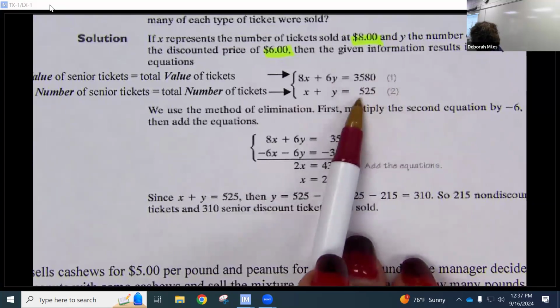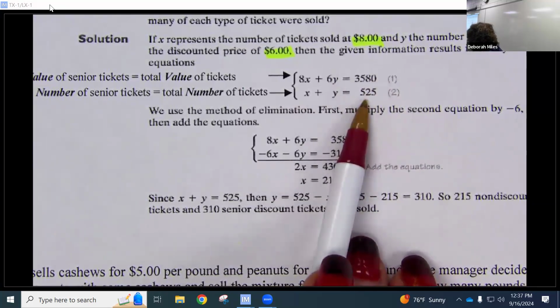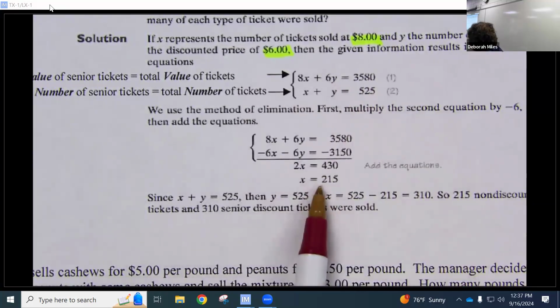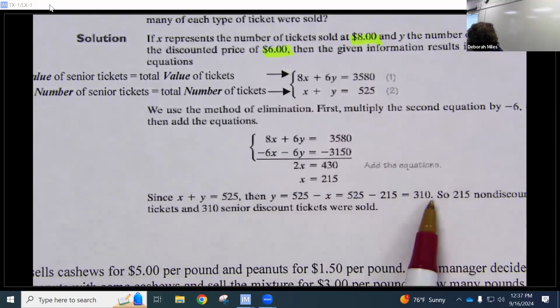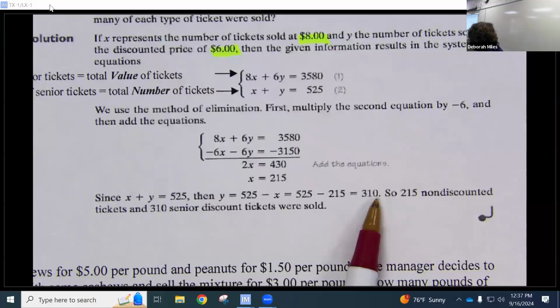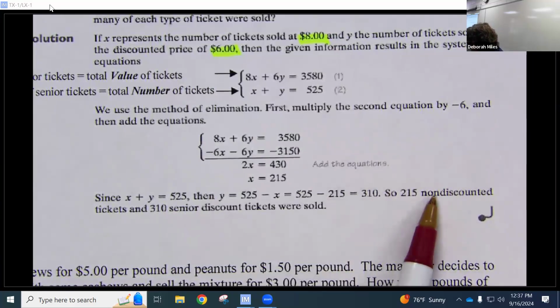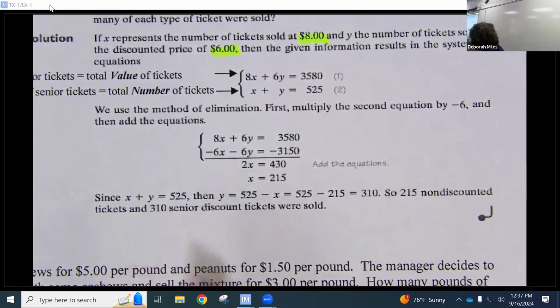Yeah, if there are 525 tickets in all and 215 of them were general, then 310 of them were senior tickets. So 215 general tickets and 310 senior tickets is your answer.